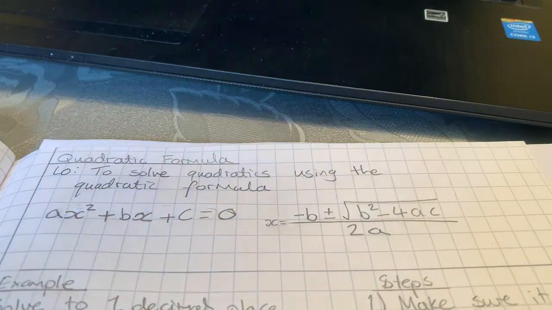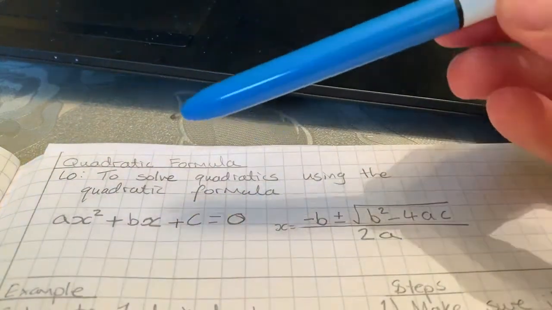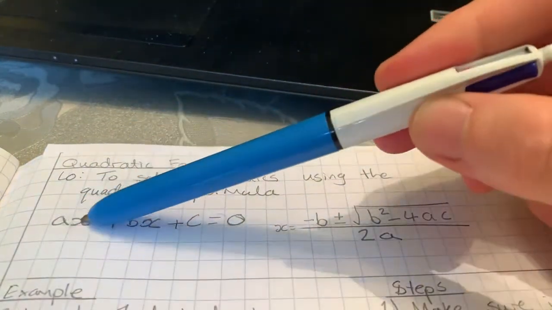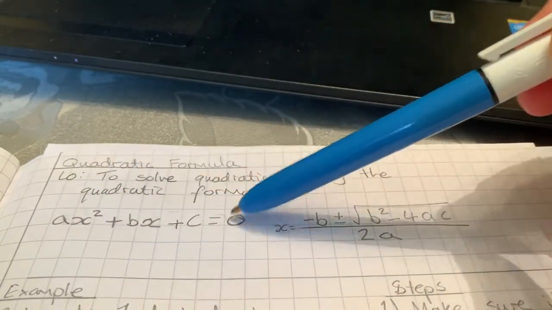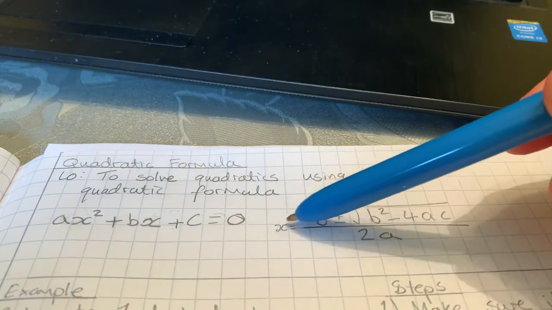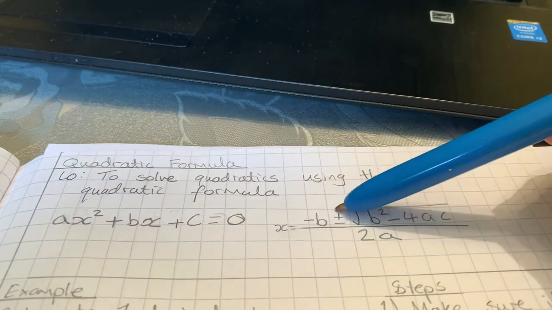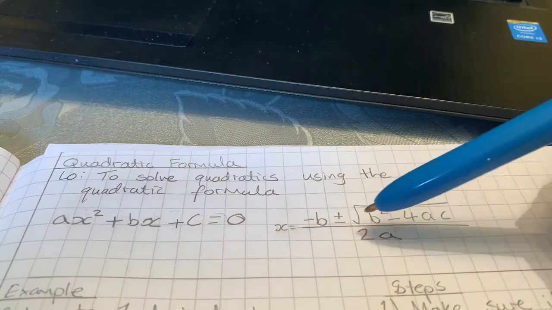This is going over the quadratic formula and using it to solve equations, or solve quadratics really. Now, you know the quadratic equations look like this: ax squared plus bx plus c. And the quadratic formula is like this: x equals minus b plus or minus the square root of b squared minus 4ac, over 2a.